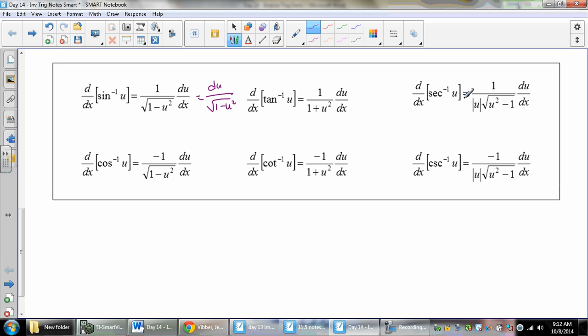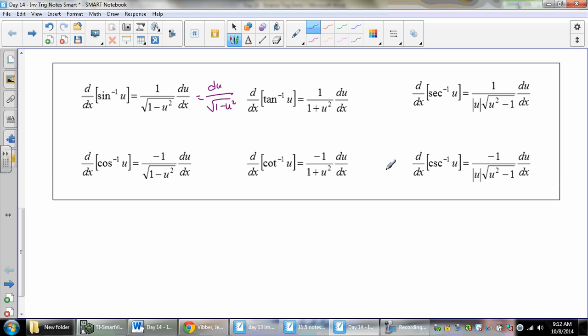And the derivative of inverse secant is 1 over the absolute value of u times the square root of u squared minus 1 times du dx. This is the hardest one to remember, but also the rarest one to come across. So don't worry about this one as much. You need to memorize it, but if you're panicking, in the scheme of things, this is less important than the other 2.